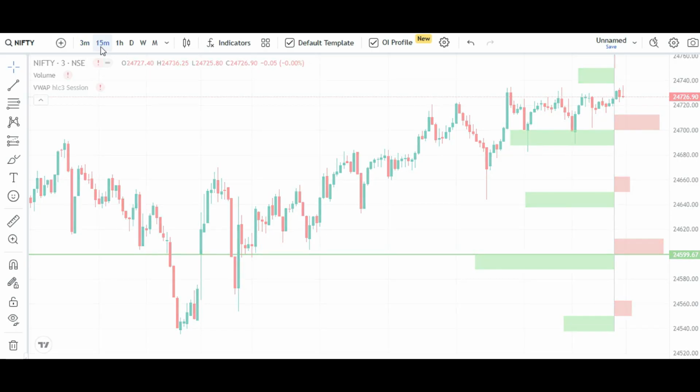So there is some internet issue from my side. So let's look at what is the probability if it opens gap up.